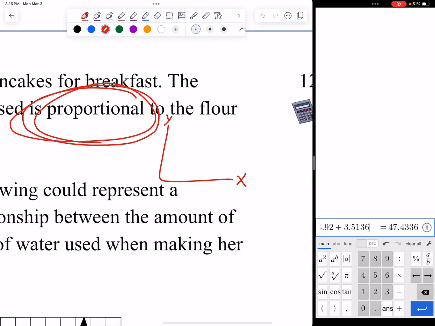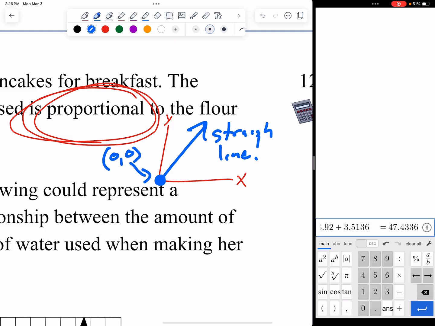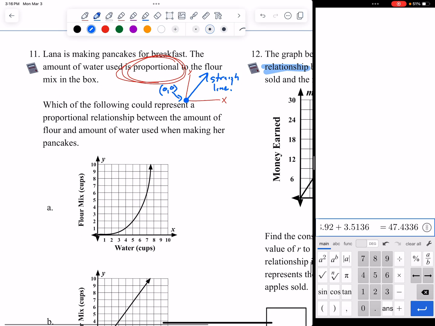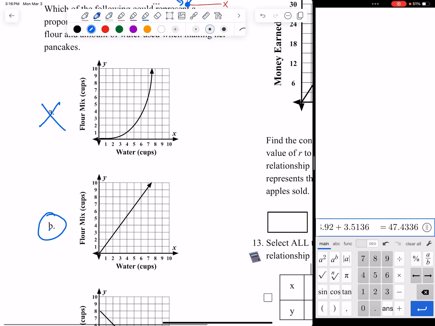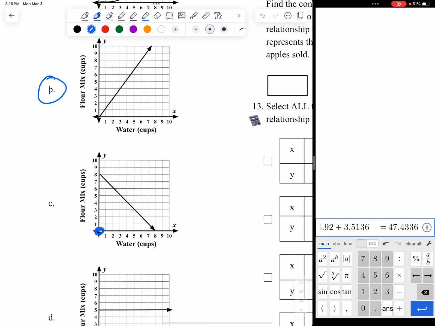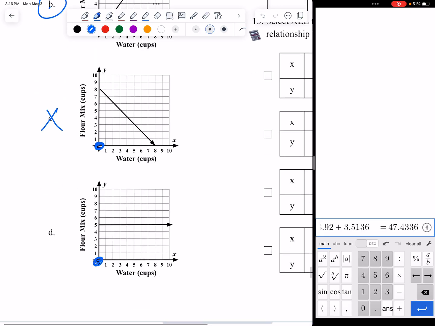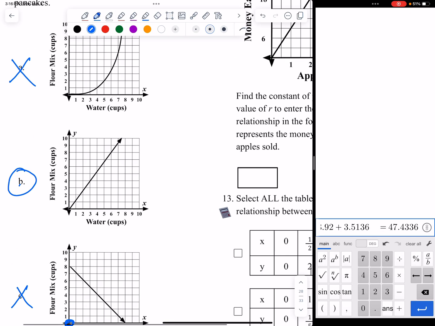There's your X, there's your Y. What did I say earlier? It has to start at the origin, and it just has to go up in a straight line. And it has to start at 0, 0. So which one of those? It's not A because it curves. It's B. And just to make sure, does this one start here? No. Does it start here? No. So super easy question.